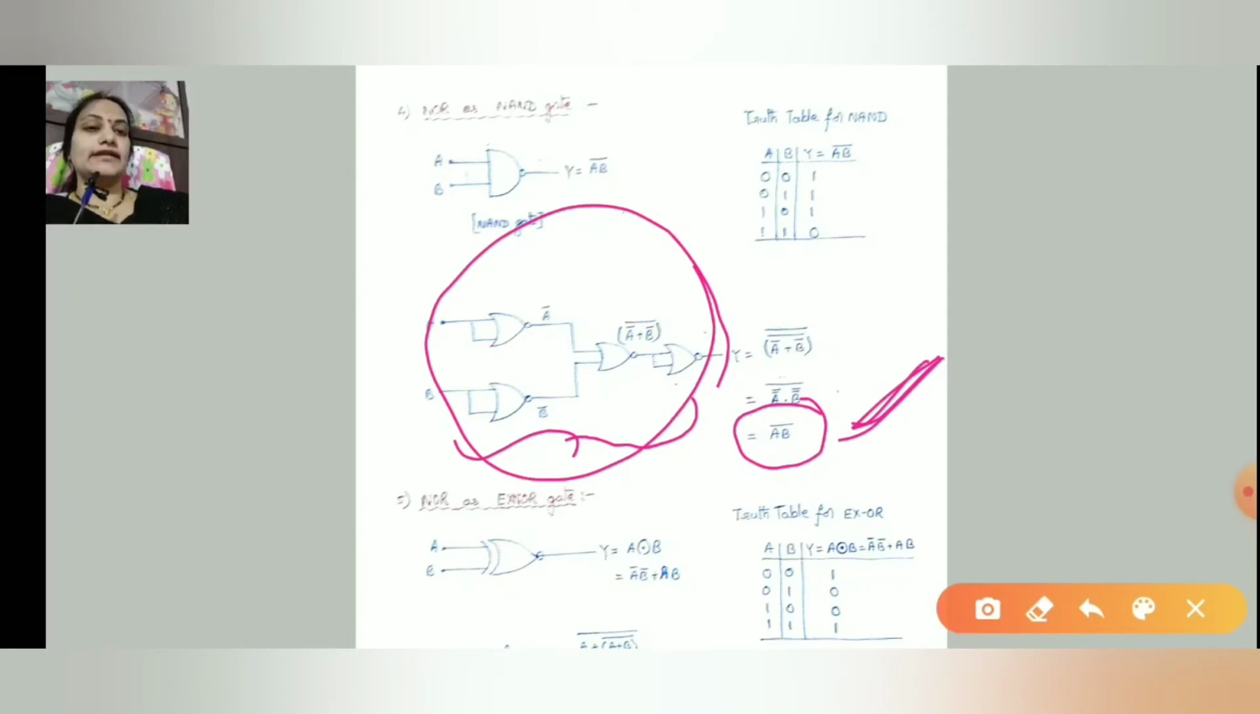Then what does it indicate? It indicates that NOR gates can be assigned together to form a NAND gate. And in other words, a NAND gate can be constructed by using NOR gates. Okay? Or in other words, a NOR gate can be used as a NAND gate.